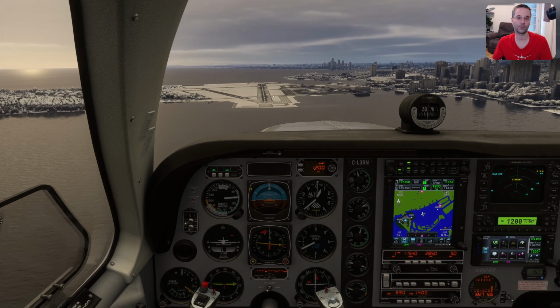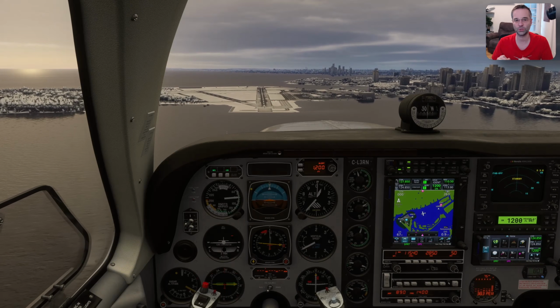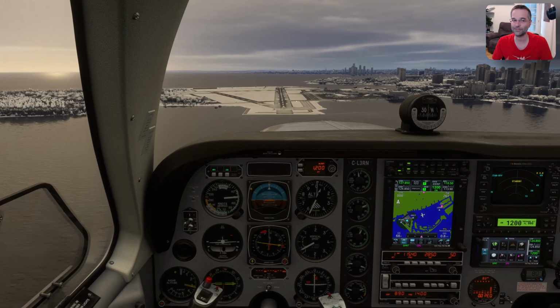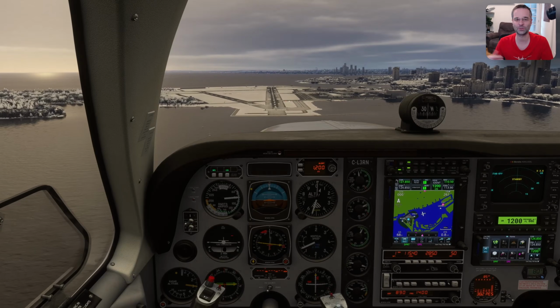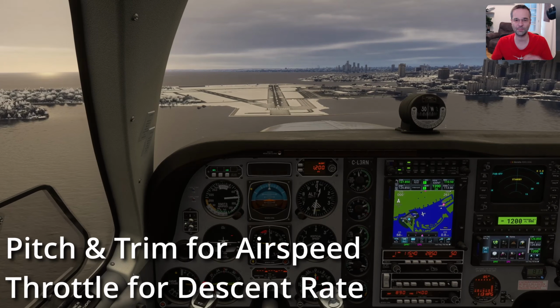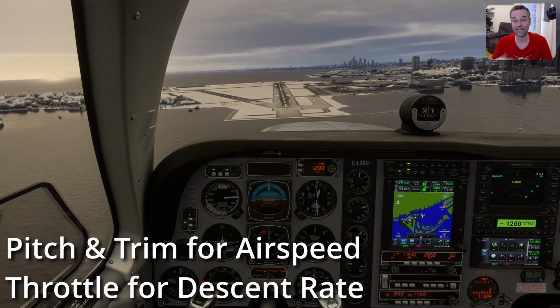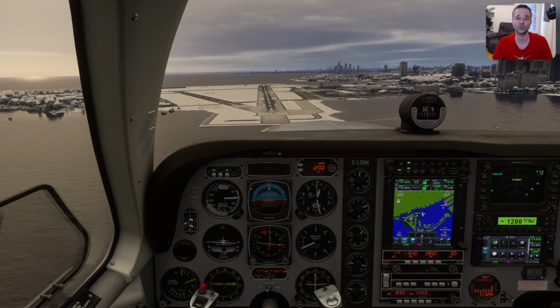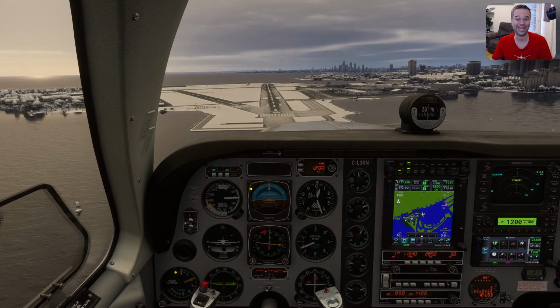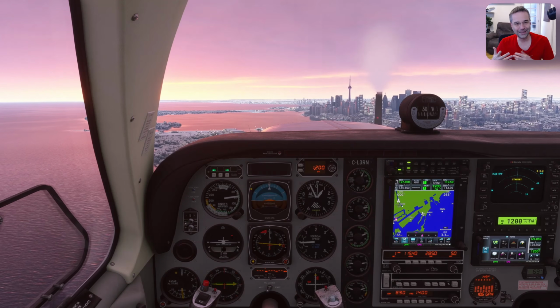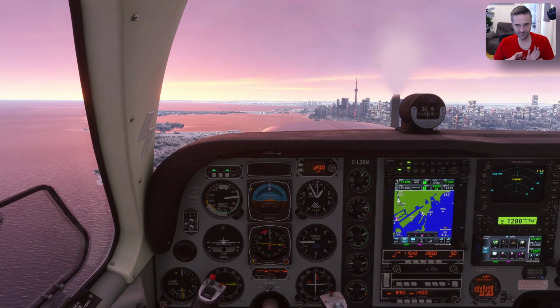One thing that might surprise you though is which controls to use if you're off speed or off path, and while it definitely feels more intuitive to use power to control your airspeed and pitch to control your descent rate, in a GA plane like this one it's actually more common to do the opposite and use power to manage the descent rate and pitch to control airspeed. Let's look at a specific scenario to see what I mean by that.